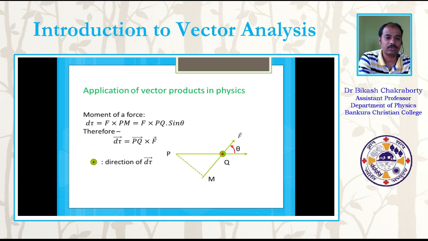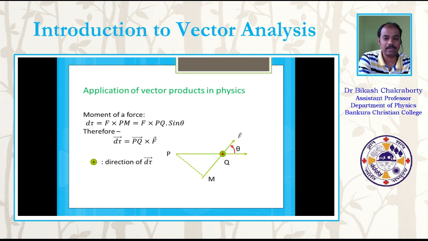Now the applications of the cross product. Moment of force, d tau. We know from our 10+2 level that d tau is equal to force times perpendicular distance. So here from the figure, F times Pm is equal to F times Pq times sin theta. Therefore d tau is equal to Pq cross F. Now you can ask me that it may be F cross Pq, because F cross Pq is also equal to F times Pq times sin theta.